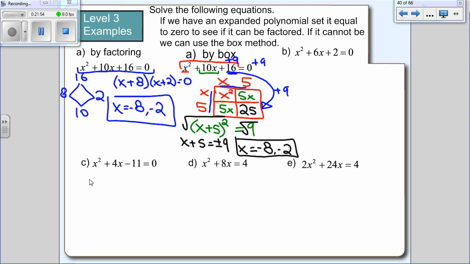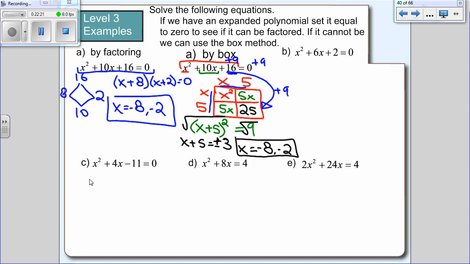Factoring is 100% the way to go, which is why I said your first step is to always see if you can factor. If factoring is so much easier, why do we bother learning the box method? Because sometimes things aren't going to be factorable. And if a quadratic's not factorable, you need a backup method to solve it. That backup method is the box method.